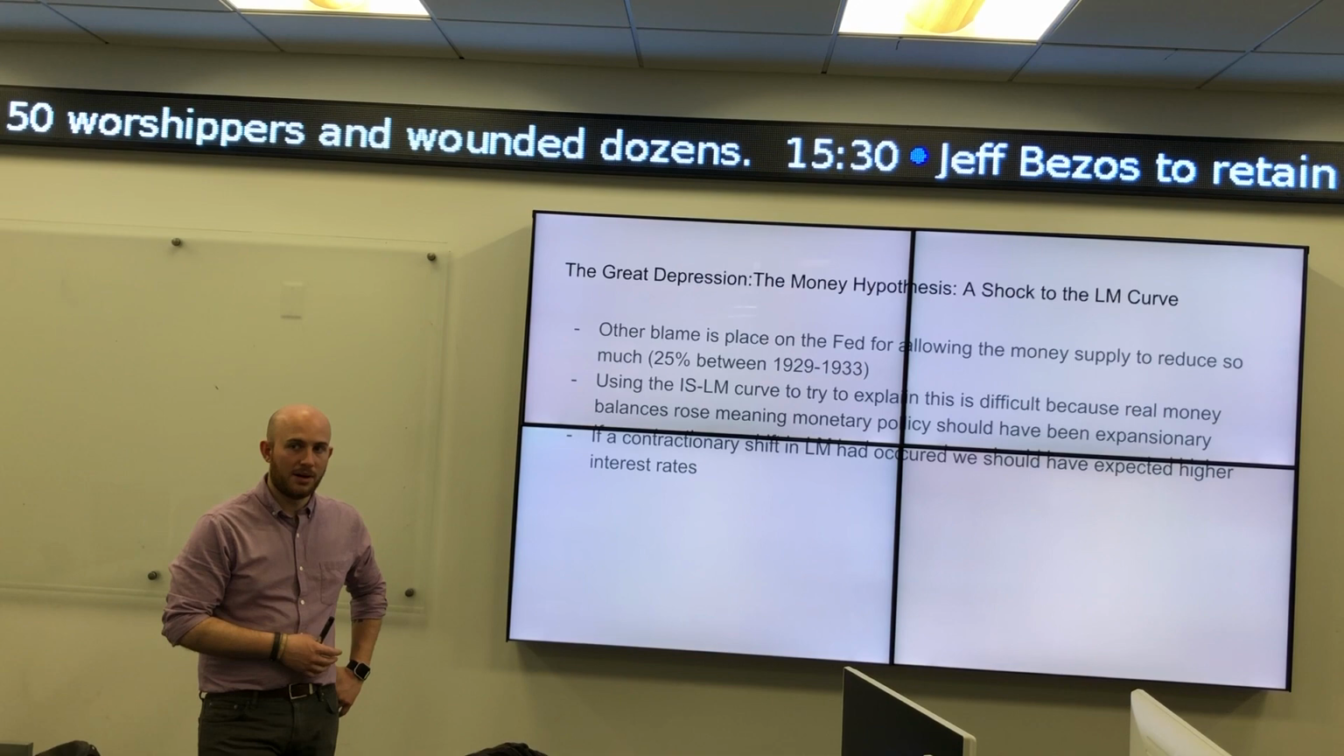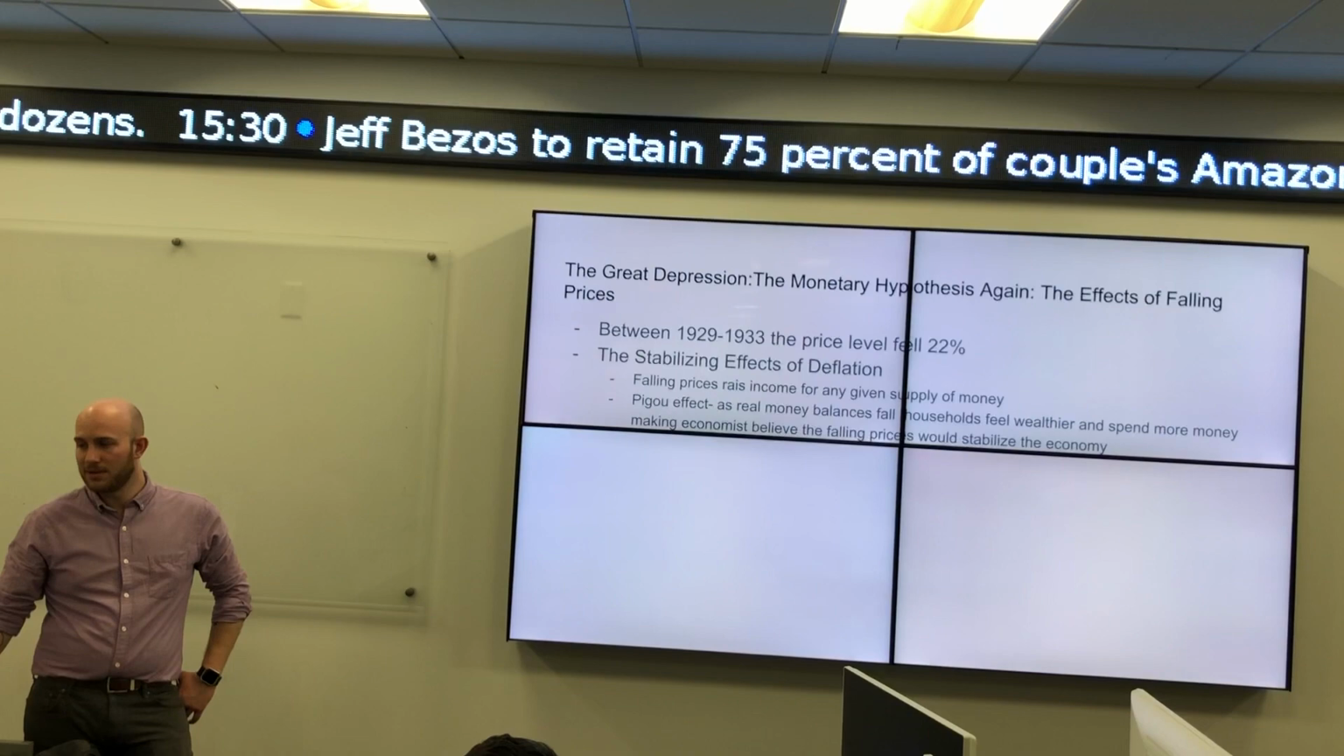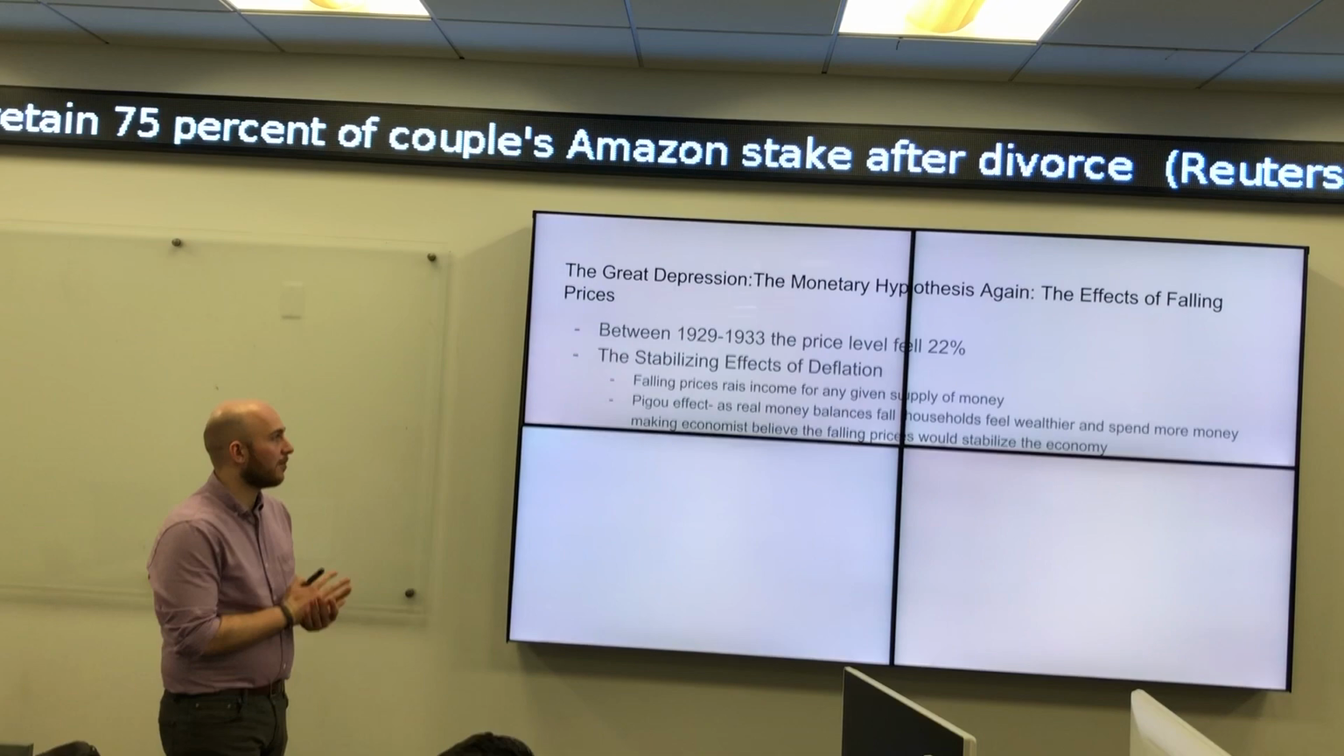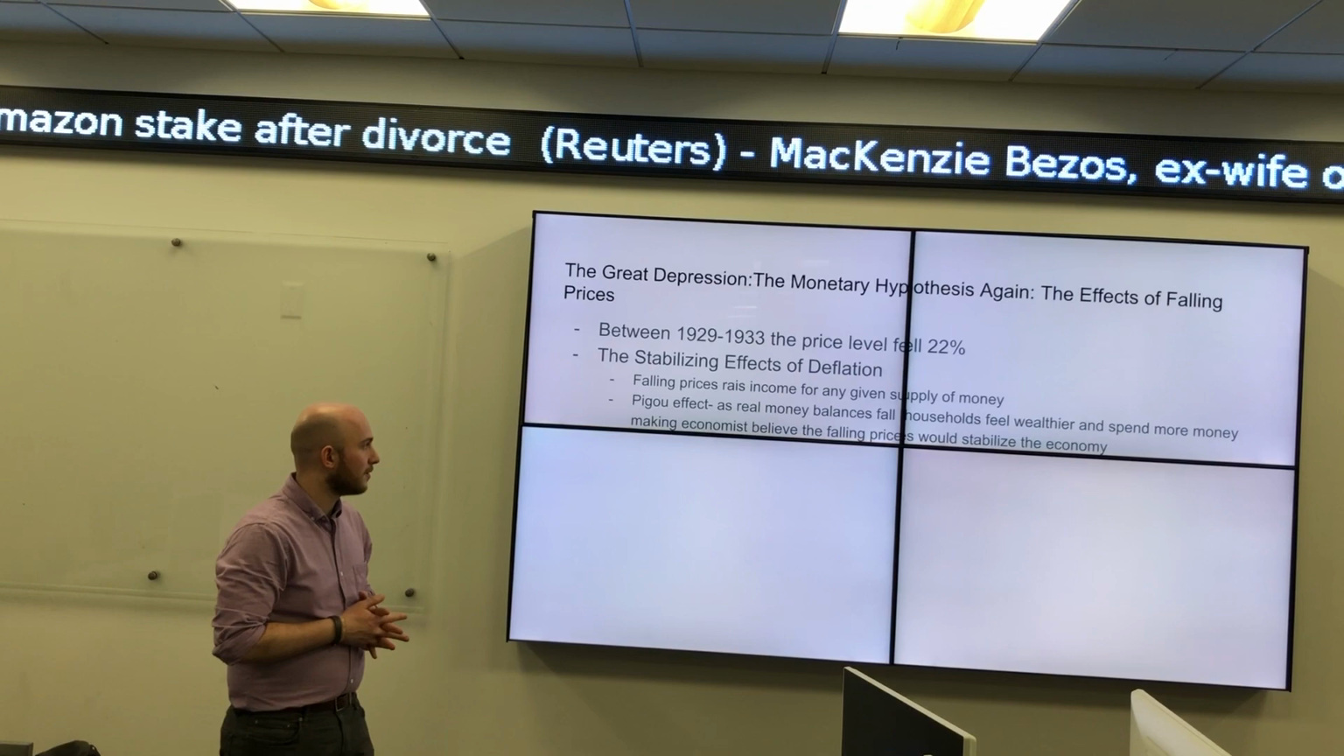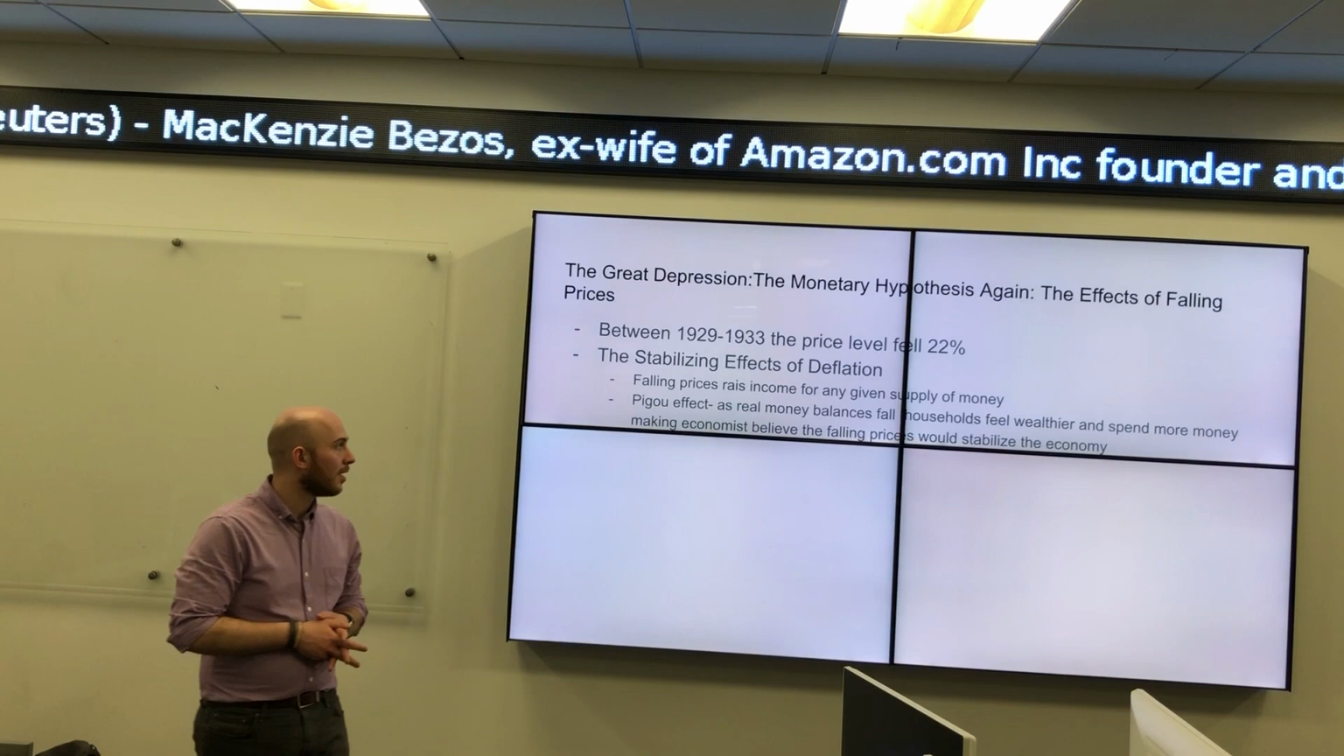This next one might be a dog again. We talked about the price level. The price level fell 22% within those 4 years. And we had the stabilizing effects of deflation. So falling prices raises income for any given supply of money. And then we have the Pigou effect.